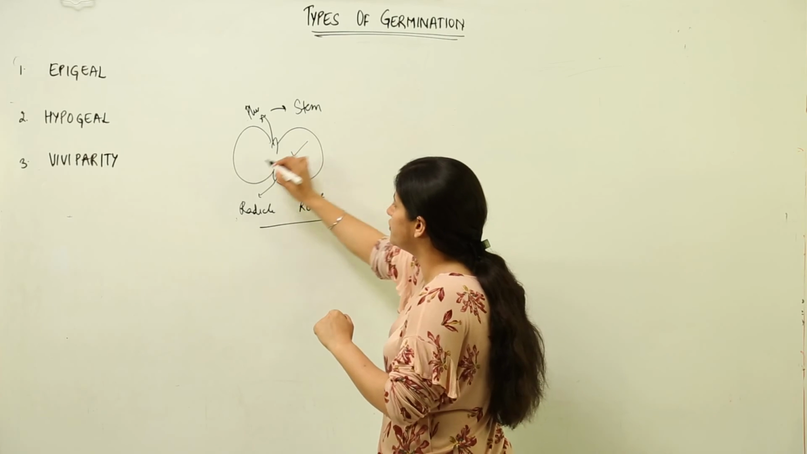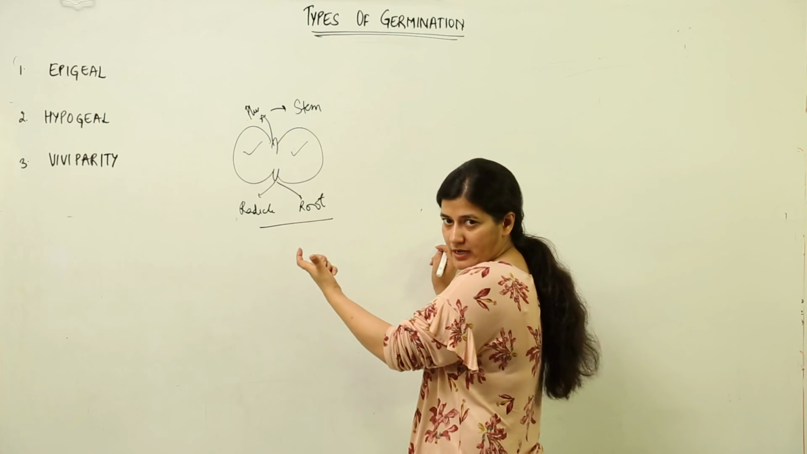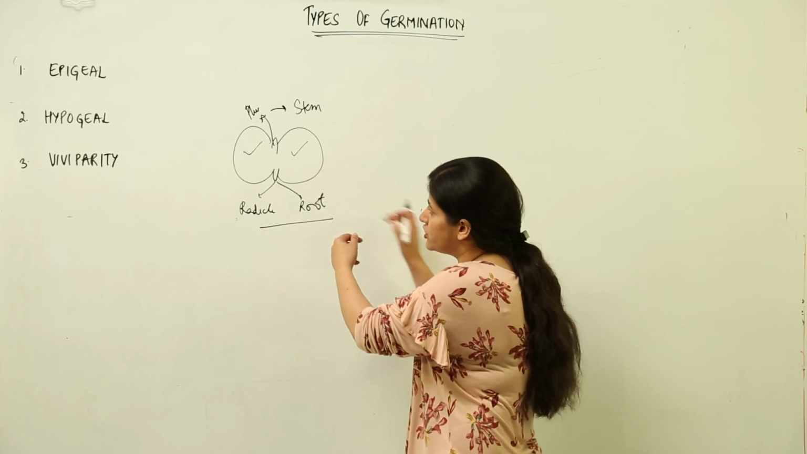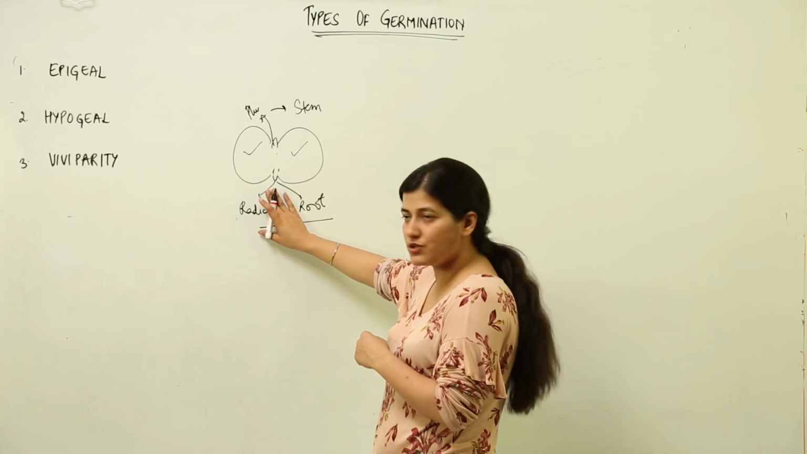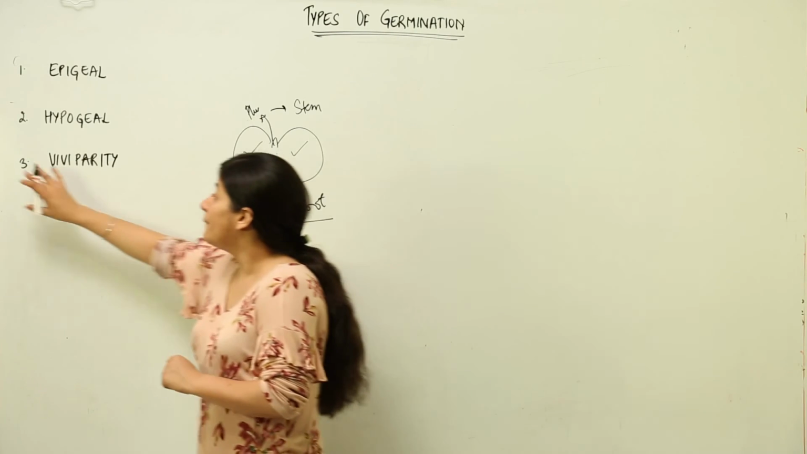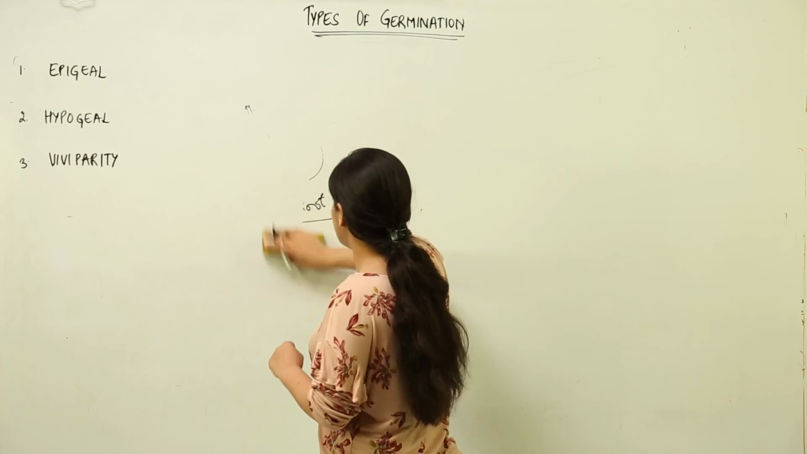This is the reserved food material. Take the example of a pea plant, and how it would germinate this way. This would give rise to the shoot and this would give rise to the root. This is what happens, but depending on the type of growth, we have two types of germination.